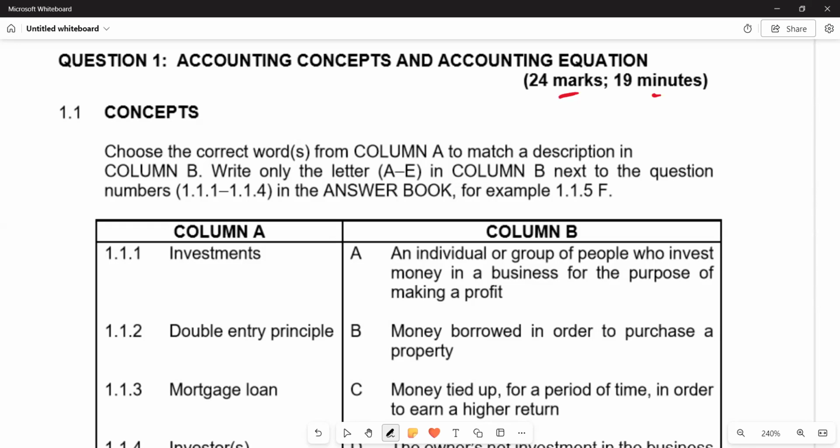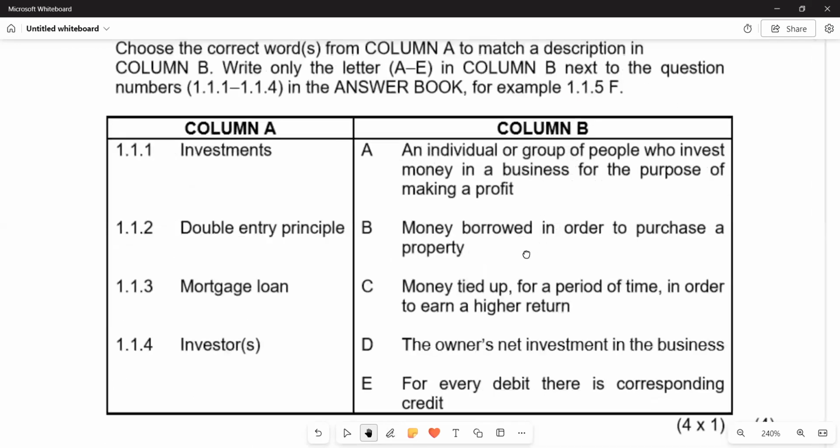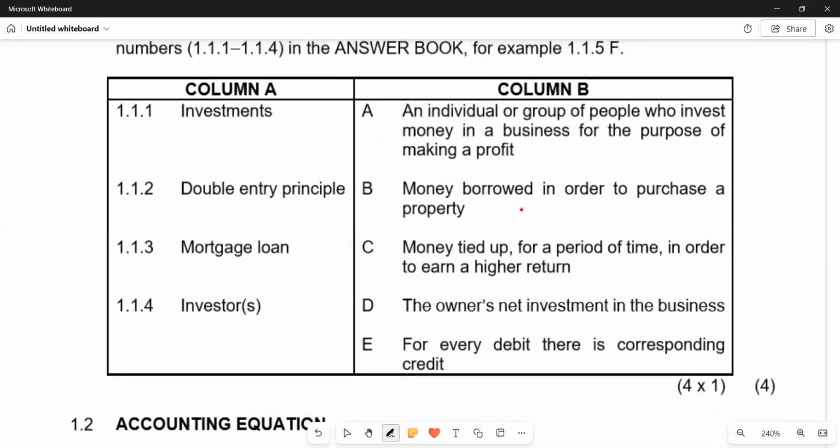If you go to column B, you can go through each and every explanation to see which one matches investment. If you go to C, you would see that C reads money tied up for a period of time in order to earn a high return. So if you tie up money or spend money with the intention of earning higher returns in the future, it's investment. So we have C matching our 1.1.1.